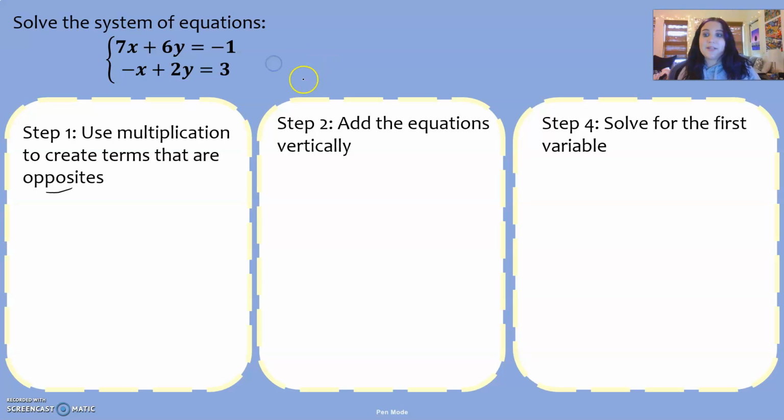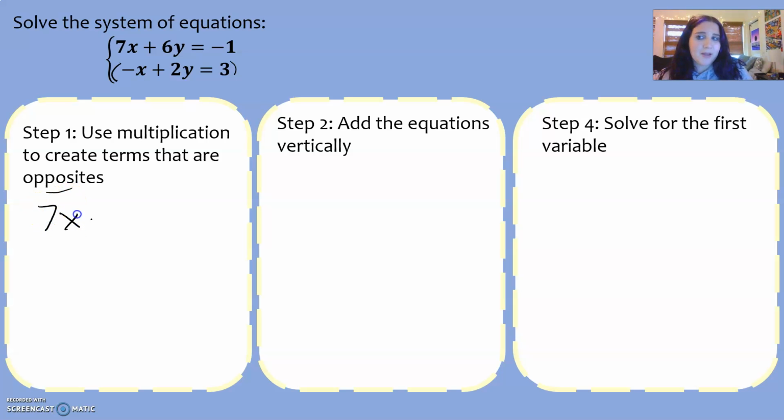So the first step is to use multiplication to create terms that are opposite. So here, I don't have anything that I can cancel out. So what I need to do is change one of my equations so that I can cancel something out. I'm going to take the second equation and multiply it by +7. When I multiply this by +7, my first term will end up being -7x, which is the opposite of 7x. This is going to be helpful later.